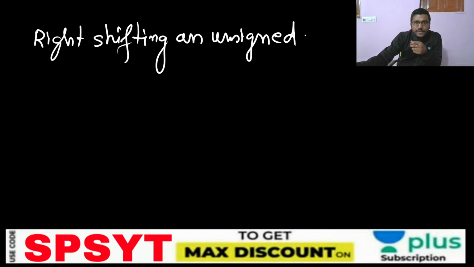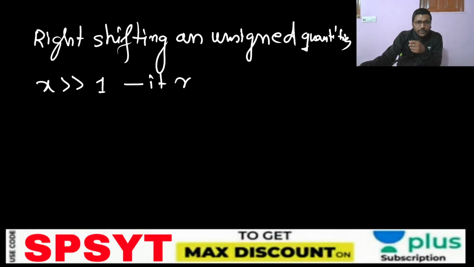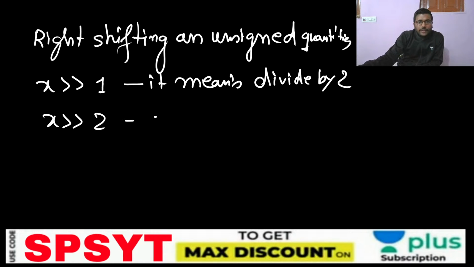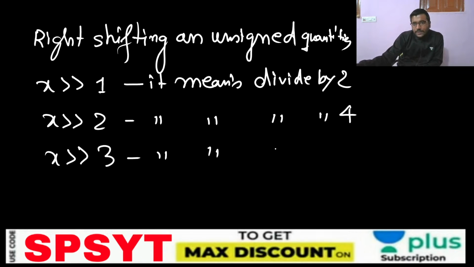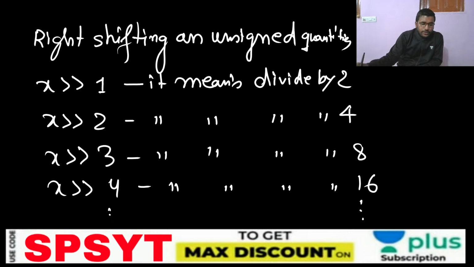So this is right shifting for unsigned quantities. If you are right shifting by 1, it means divide by 2. Right shifting by 2 means divide by 4. Right shifting by 3 means divide by 8. This is for unsigned quantities, not for signed, because for signed it is machine dependent. Okay.